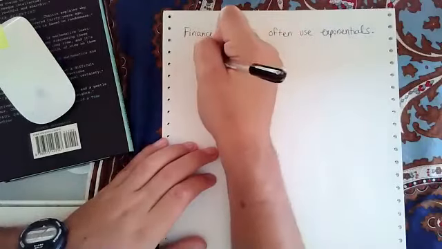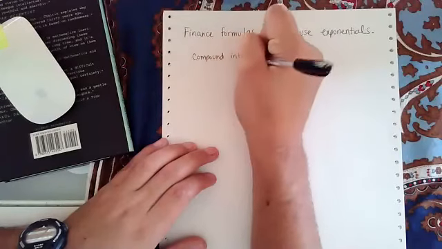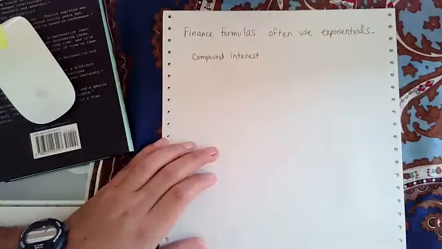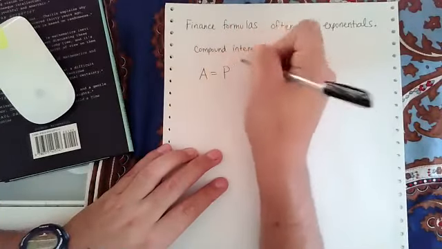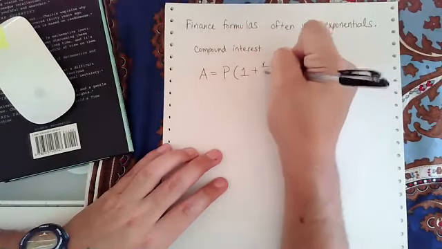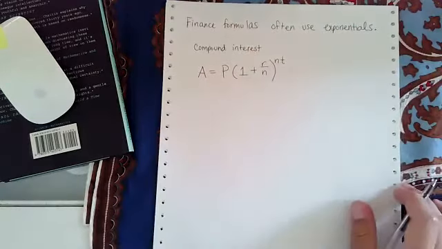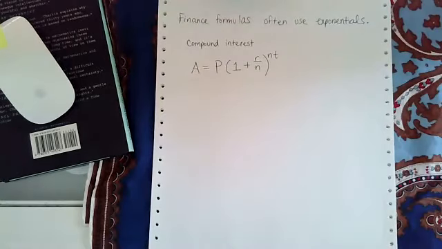Well, our compound interest formula that's used quite often is given by this formula. A is equal to P times 1 plus R over N raised to the NT power. And I'll explain what each of these letters means. Okay, but the idea here is that we have this formula that we're going to need to be able to use to solve financial questions.